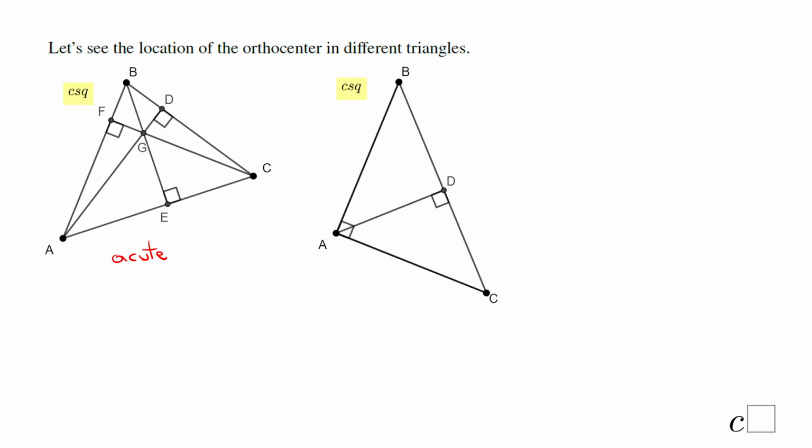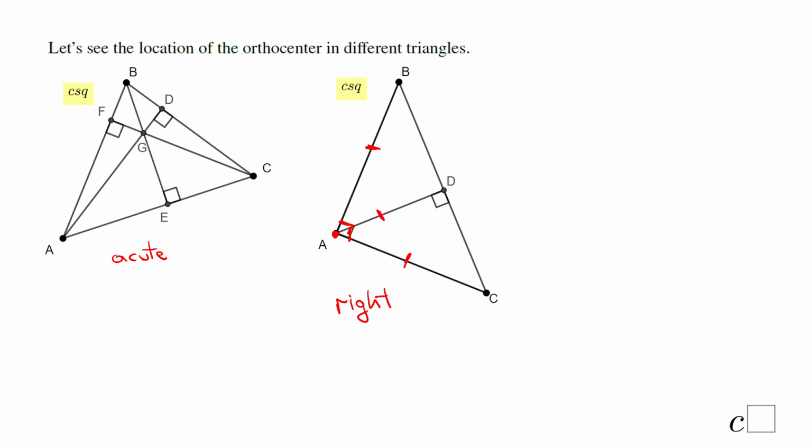But let's take a look at this one. This is what we call a right triangle. We can see the right angle here. Notice that the altitudes of this triangle are these two legs, AB and AC, and also this AD. They intersect at this point, A.